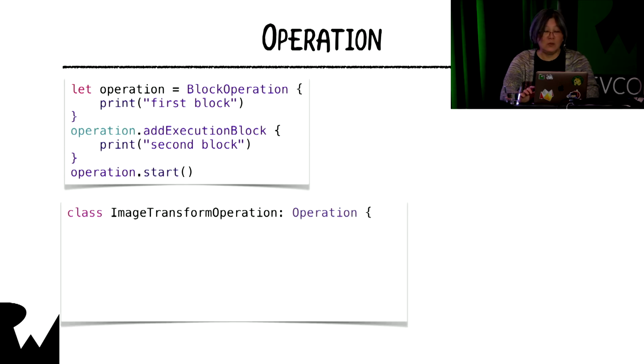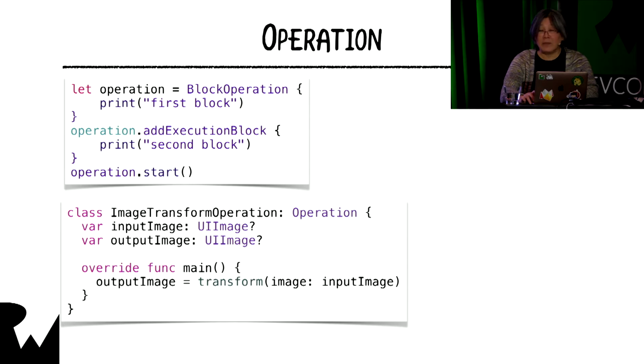Normally, you subclass operation, and then you can create objects of this class, and the subclass can have input and output properties, and you can add helper functions. They're like a class, but you always override main to call the function that you're trying to run as an operation. Okay?